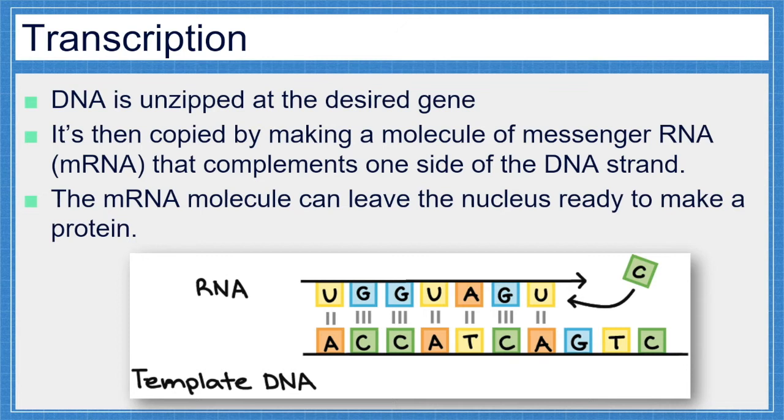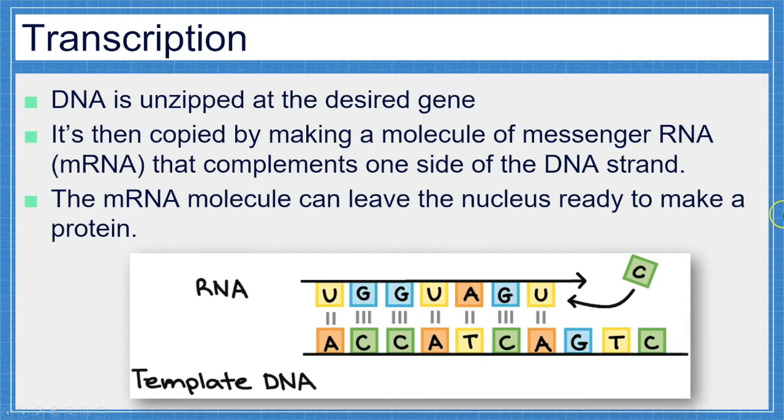And it's going to make a complementary strand just to one side of the DNA. It doesn't need to do both, it just needs to get the instructions from one side. And so that mRNA molecule, that's just a copy. It's not that important. So it can leave the nucleus and it can go outside to where it needs to be to help make that protein.